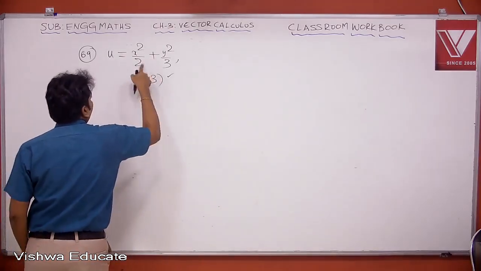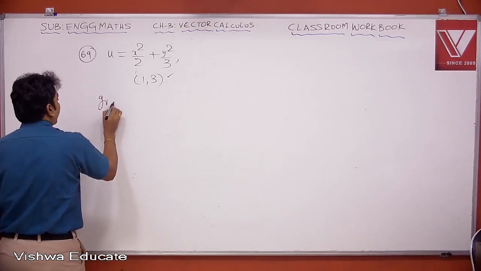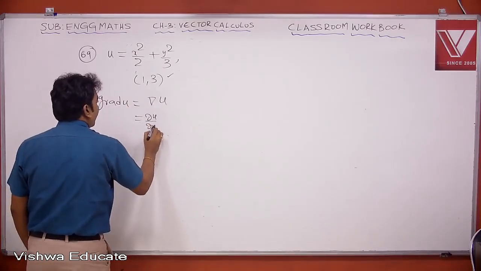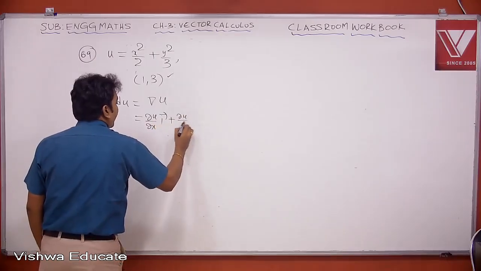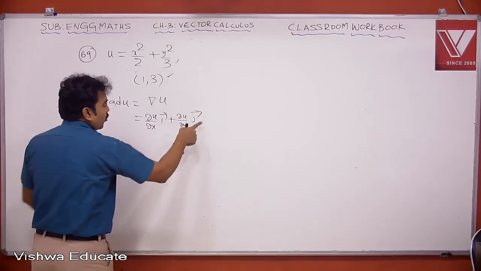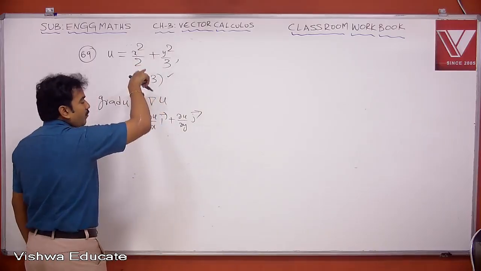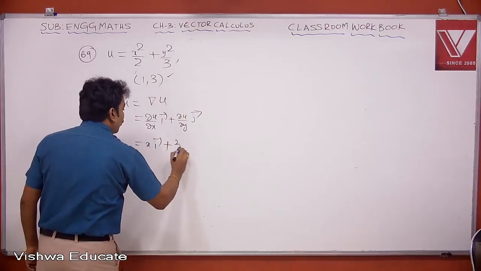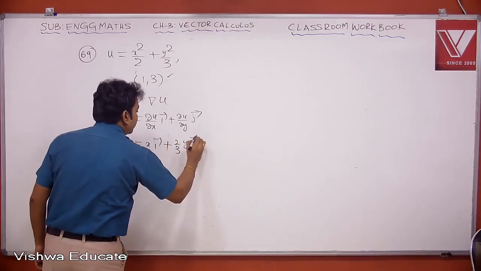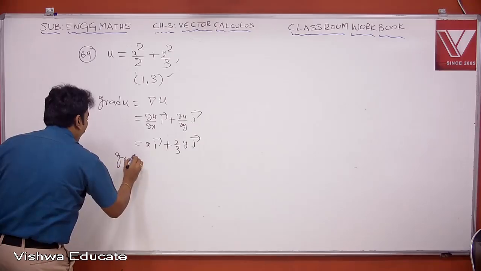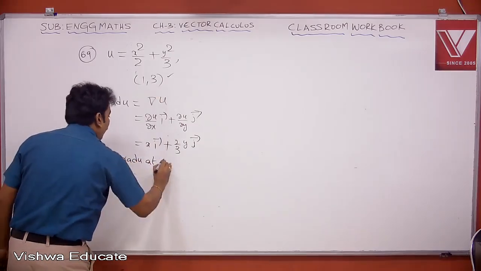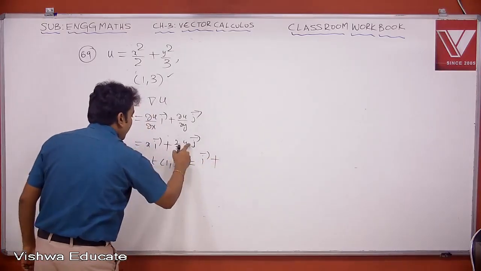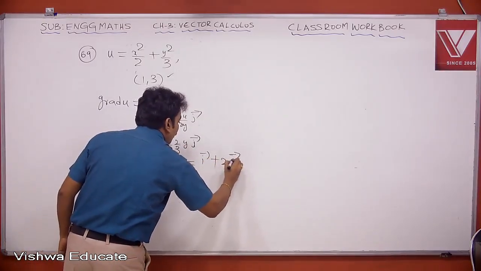Here u is a function in two variables x and y. So its gradient, grad u equal to del u, is dou u by dou x i bar plus dou u by dou y j bar. I am not taking dou u by dou z because this is purely a function of x and y. What is dou u by dou x? x i bar. Dou u by dou y is 2 by 3 into y j bar. Now grad u at the point (1, 3): replace x by 1, this is i bar; replace y by 3, this is 2j bar.